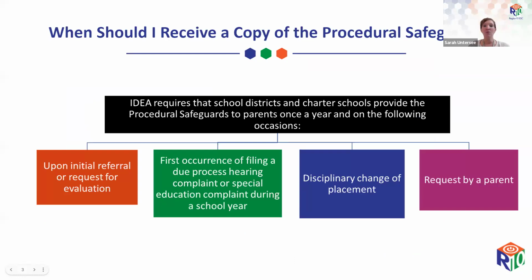Okay, let's start with when you should receive a copy of the procedural safeguards. IDEA requires that school districts and charter schools provide the procedural safeguards to parents at least once a year and on the following occasions: upon initial referral or request for evaluation, on the first occurrence of filing a due process hearing complaint or a special education complaint during the school year, if there is a disciplinary change of placement, and anytime there's a request by a parent.